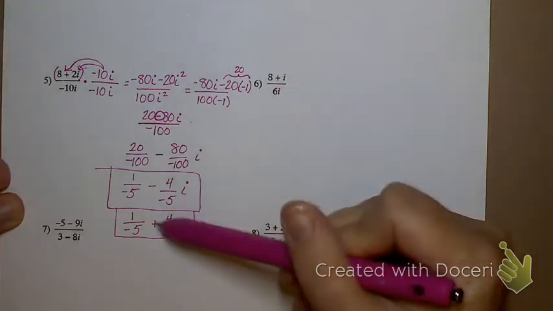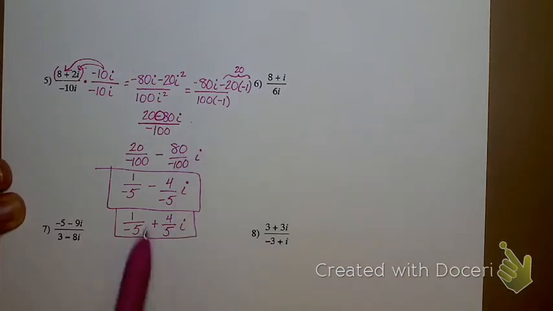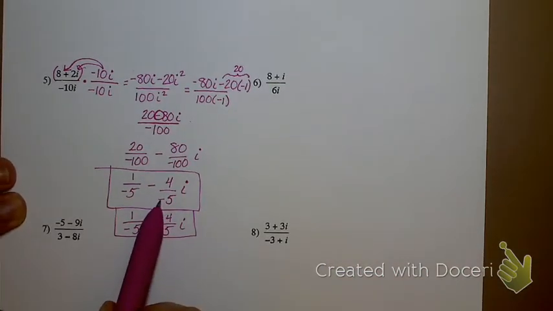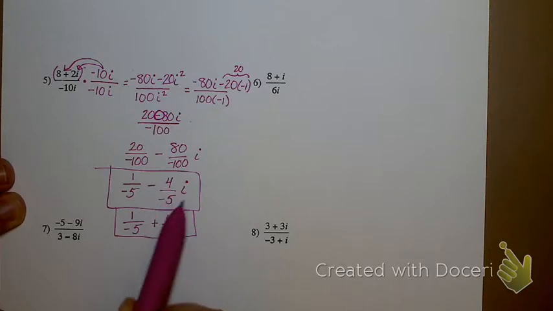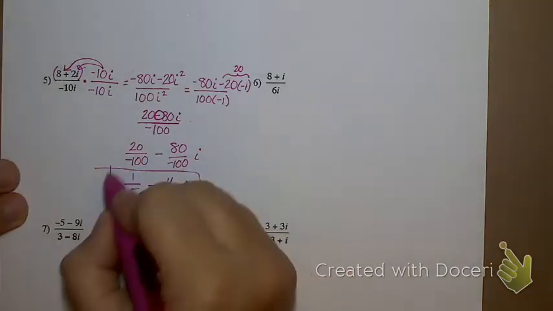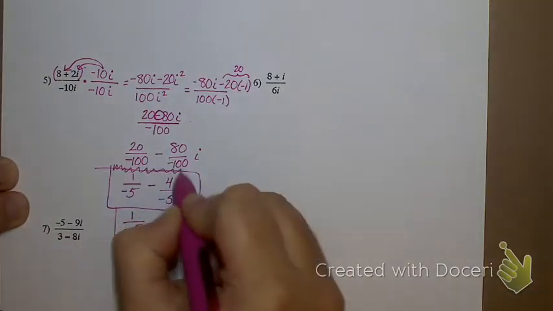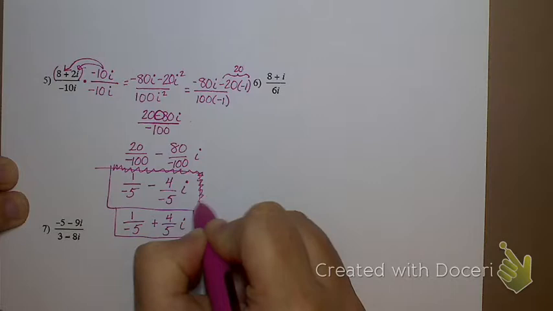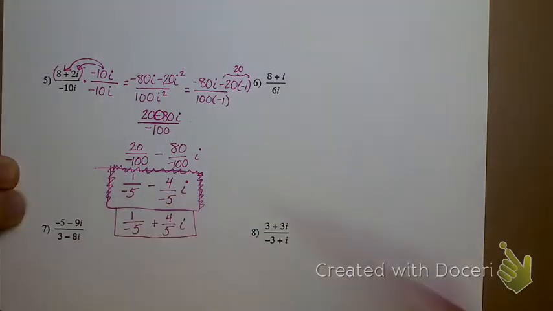So again, why did that become a plus sign? Because this negative sign means that that entire fraction is negative, and when you are subtracting a negative, it becomes a plus. So I should not have boxed that. So pretend like that's not boxed, okay?